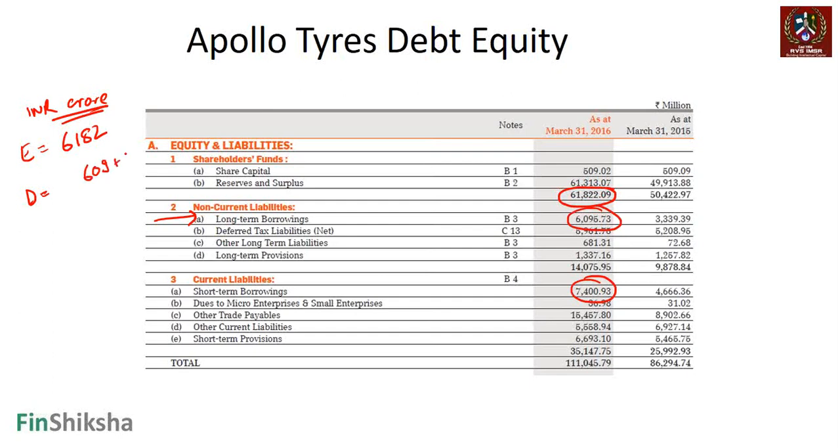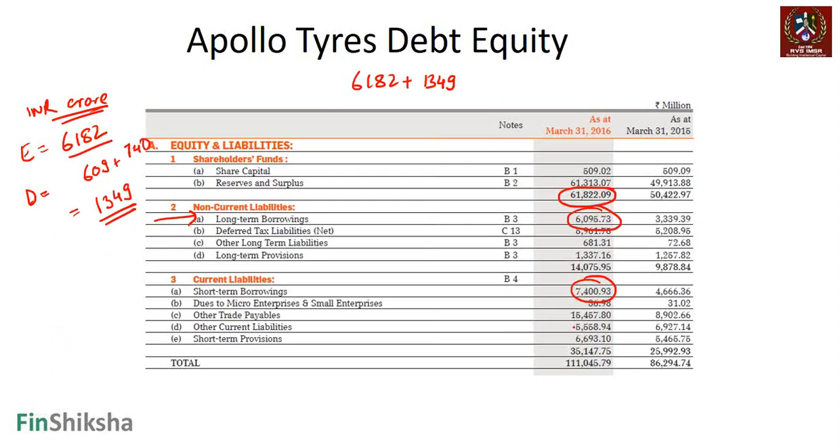So effectively 609 plus 740, right? That's what we are doing. So total debt comes up to 1349, correct? So effectively, if I was to look at the total capital, 6182 comes from equity, 1349 comes from debt. Total capital is 6182 plus 1349, right? And this, remember, is in crore.